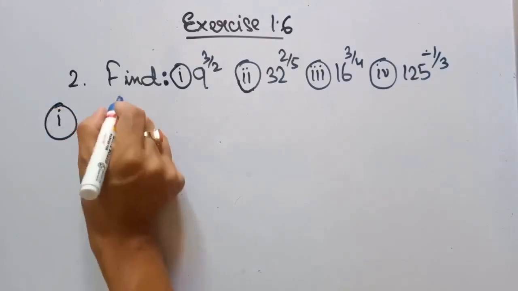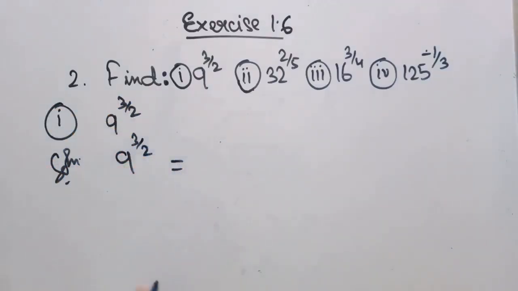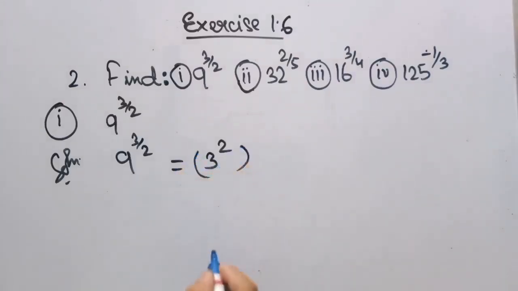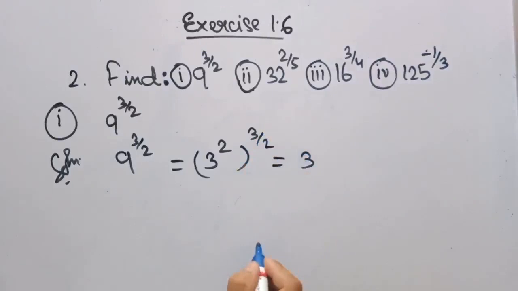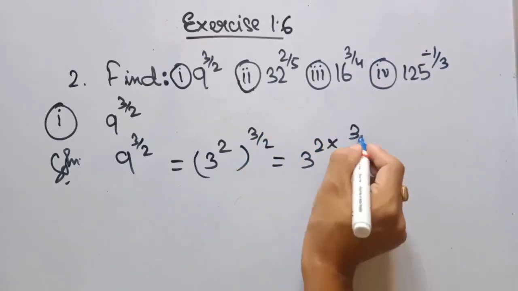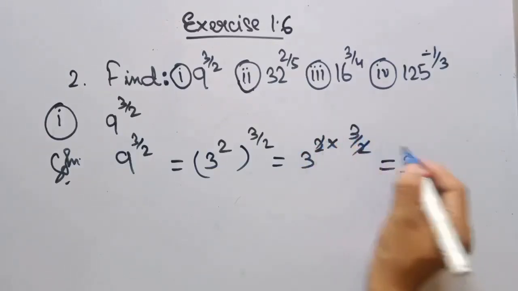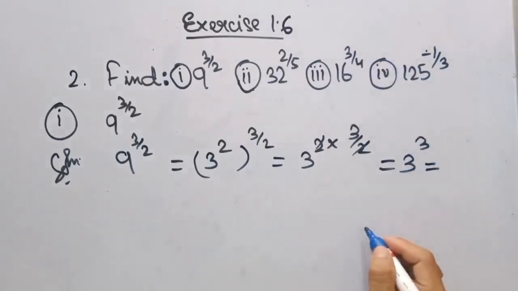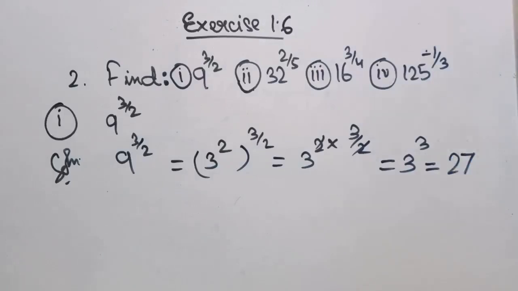Roman number 1, 9 to the power 3 by 2. Solution. 9 to the power 3 by 2: 9 can be written as 3 to the power 2, since 3 square is 9. Then to the power 3 by 2, which is equal to 3 to the power 2 into 3 by 2. This 2 and 2 will cancel out, then we will get 3 to the power 3. 3 cube is 27. So the required answer is 27.